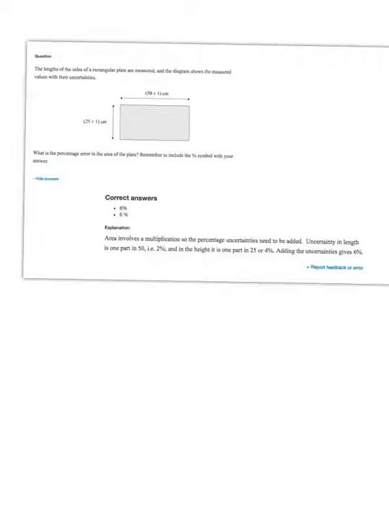The lengths of the sides of a rectangular plate are measured, and the diagram shows their uncertainties. You have 50 plus or minus 1 centimeter against 25 plus or minus 1 centimeter. What is the percentage error in the area? Well, first, let's repeat. Rule, answer, uncertainties. So the rule is you are multiplying A times B. So therefore, you need to add the percentage uncertainties.